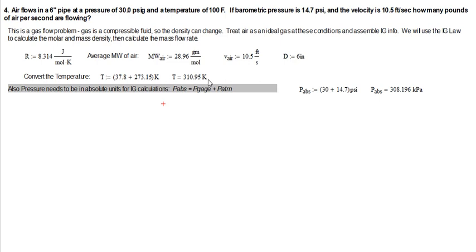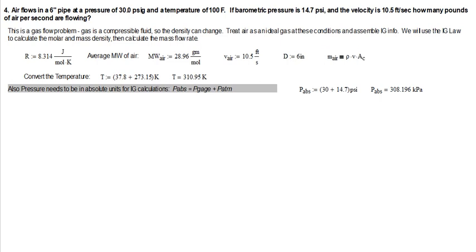Now we need to know the mass flow rate, and remember that the mass flow rate of air is going to equal the density times the linear velocity times the cross-sectional area. This density here for mass flow rate, of course, is the mass density. And so we're going to have to first calculate, as we said here, the molar density, use the molecular weight to convert that to mass density, and then we can calculate the mass flow rate.